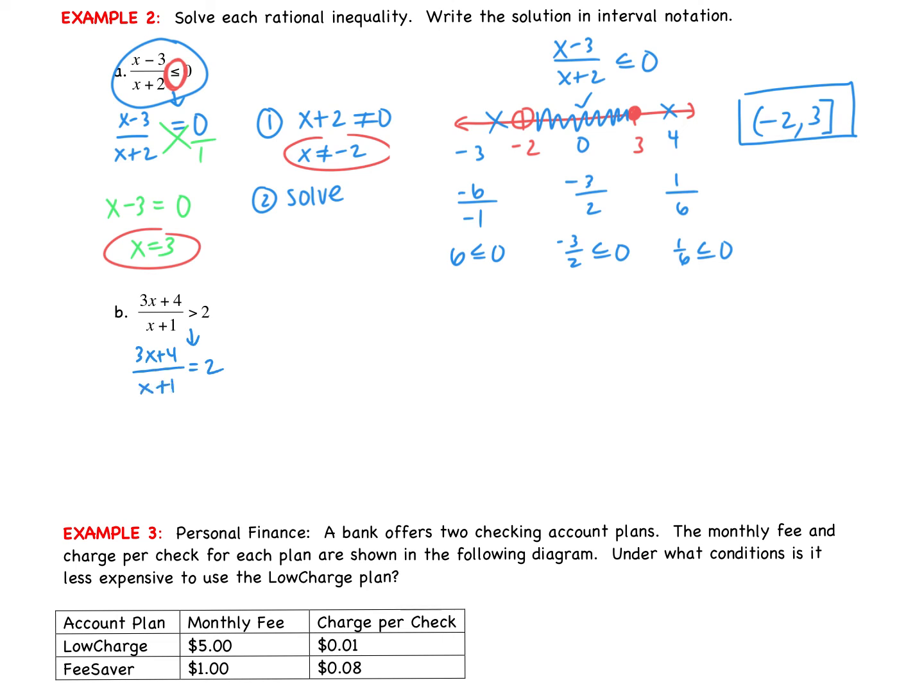What people most often forget is, before they solve, make sure you know what x cannot be. That is the step that students forget most often. So that tells us that x cannot be -1.